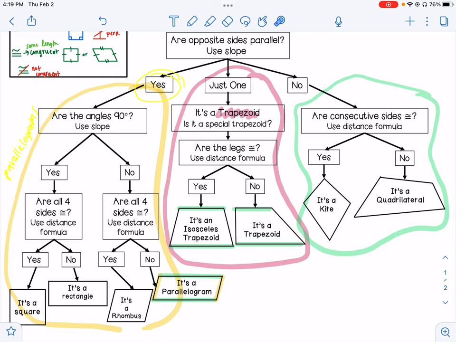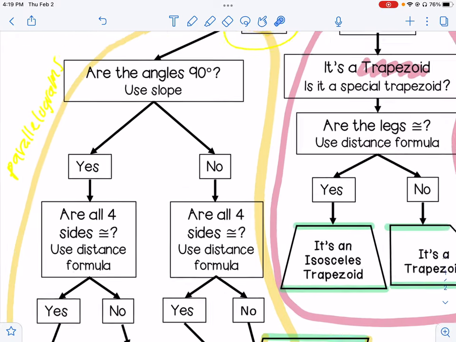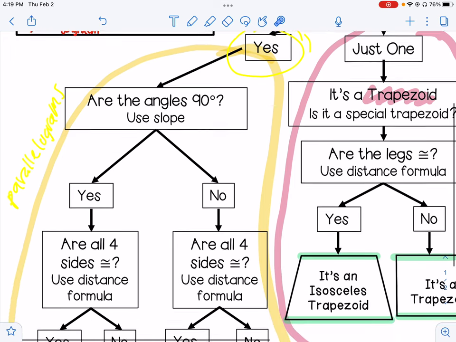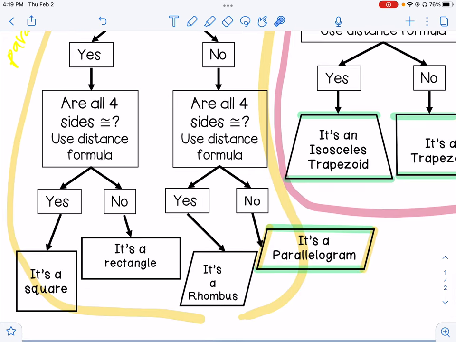So both sets, you have a parallelogram, you're looking for one of these four shapes. One set is a trapezoid, you're looking for either a trapezoid or an isosceles. None of them are parallel, you're over here. We're going to zoom in on the parallelograms for a second. So we have already determined that both sets of opposite sides are parallel. Then the next question that actually distinguishes them, the difference between a rectangle and a parallelogram, or the difference between a square and a rhombus, has to do with the angles.